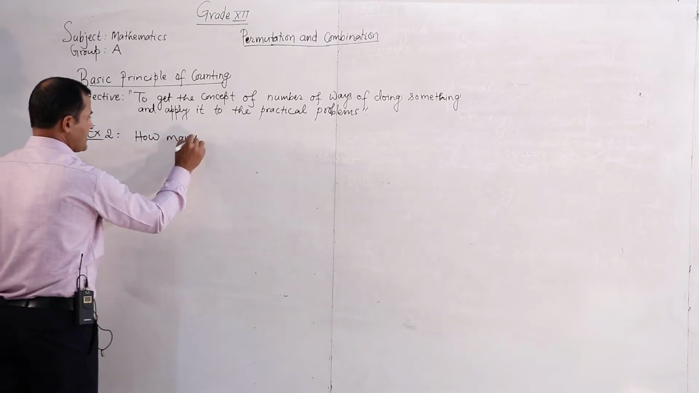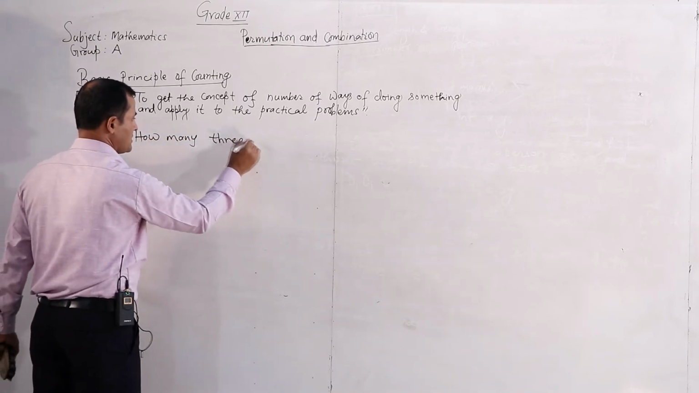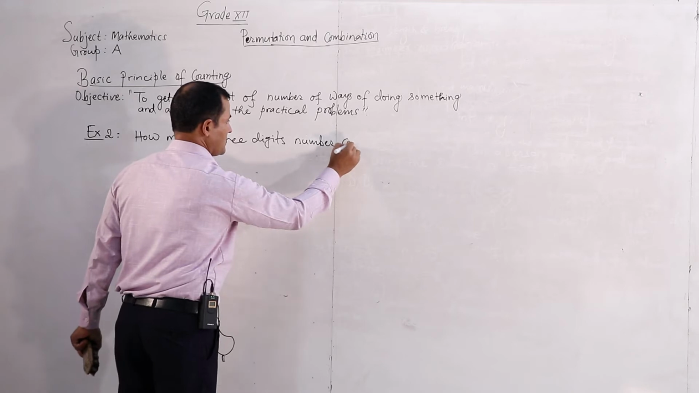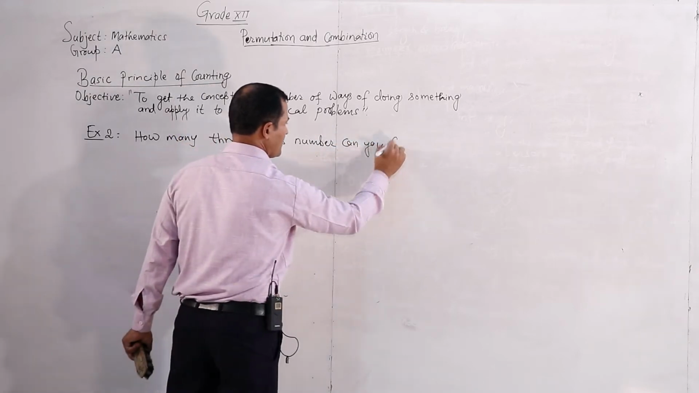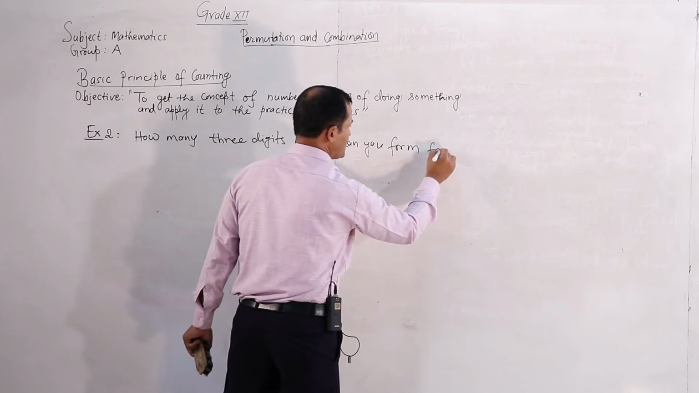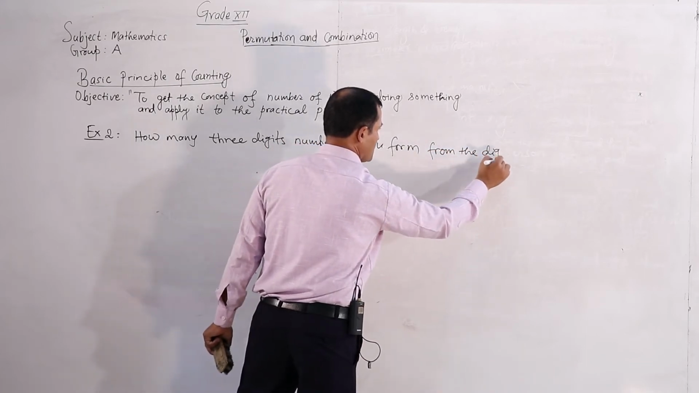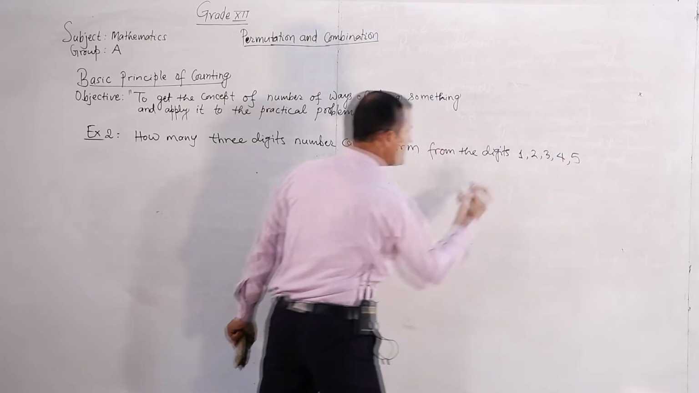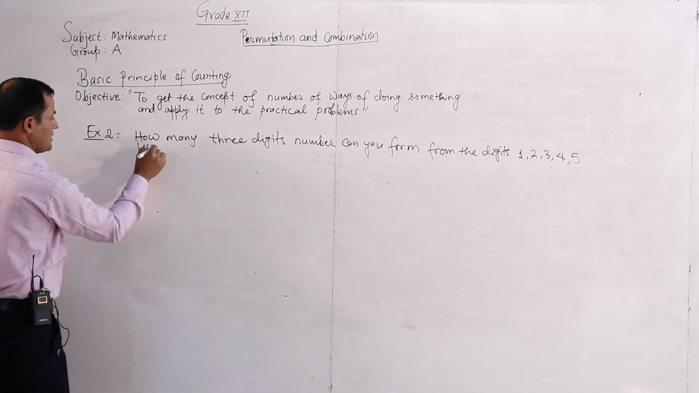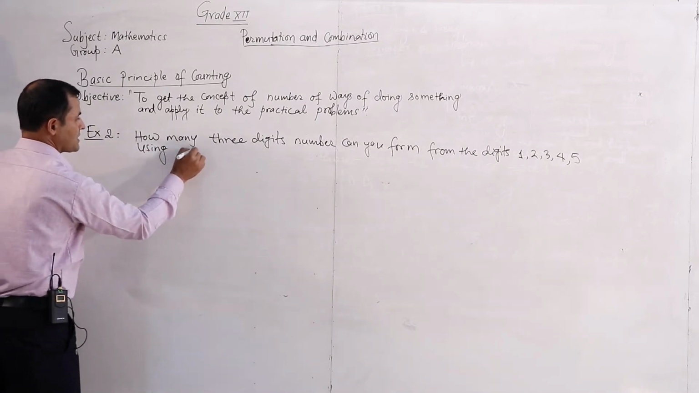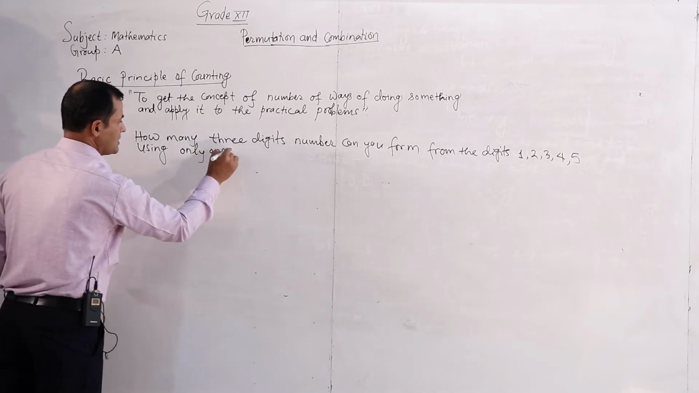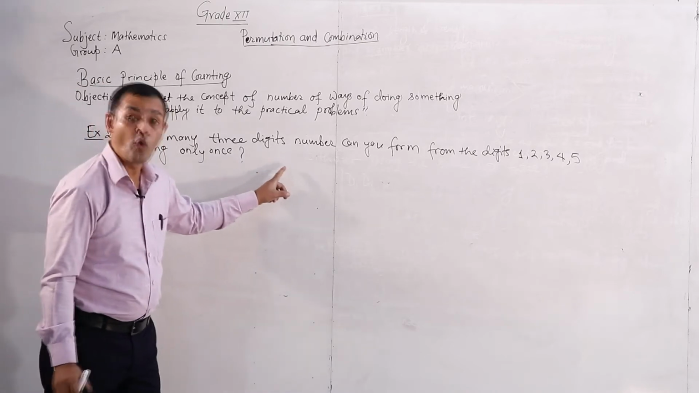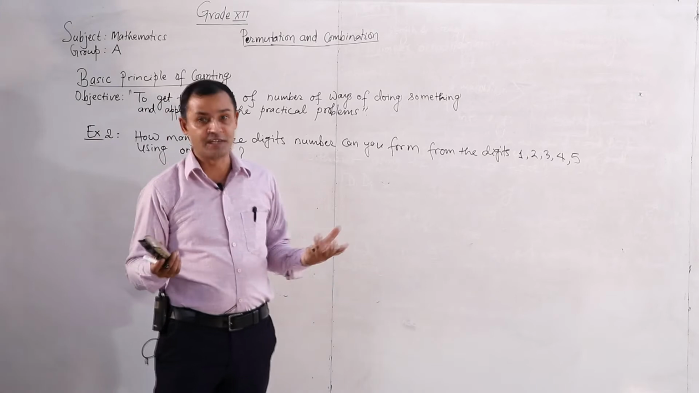How many 3-digit numbers can you form from the digits 1, 2, 3, 4, 5 using each only once? So we are asked to form 3-digit numbers without repeating the digits.